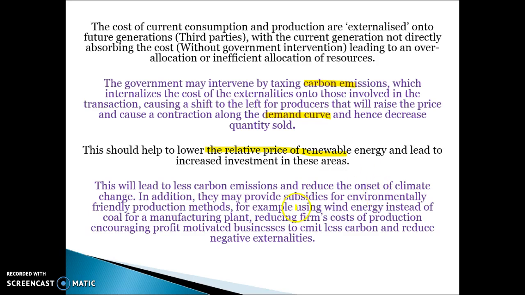They may also subsidise environmentally friendly production, so for example wind energy instead of coal manufacturing, reducing firms' costs of production and encouraging profit-motivated producers to emit less carbon and reduce their negative externalities.